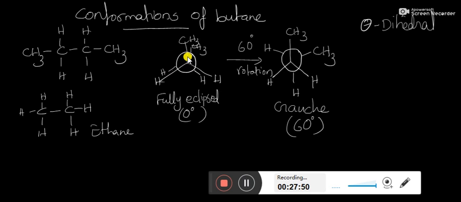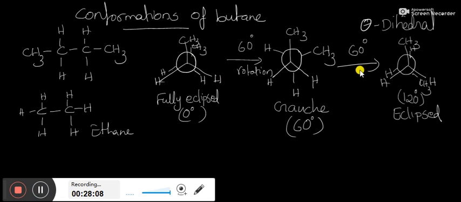What do you mean by torsional strain? Torsional strain is the strain experienced by a molecule when atoms or groups are close enough for their electron clouds to repel each other. That is called torsional strain. When we rotate another 60 degrees from this Gauche conformation, it converts into eclipsed conformation. So here the total degree of rotation is 120 degrees. Here it is eclipsed conformation.